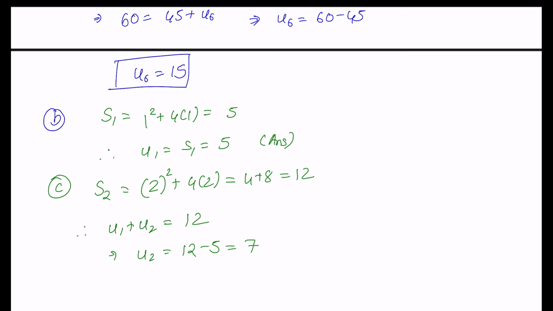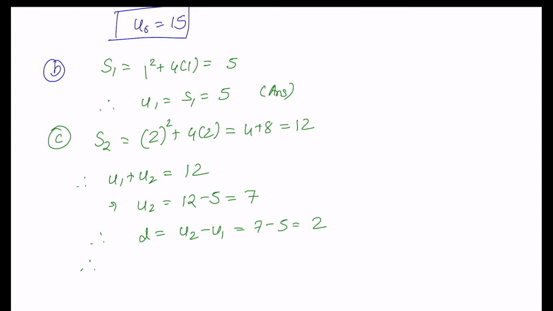Now the common difference d would be u2 minus u1. If I subtract two consecutive terms of an AP series, I'll get the common difference. So 7 minus 5 gives me 2. So I have the d here. Now un will be u1 plus n minus 1 times d. So u1 is 5, n minus 1, and d is 2. If I simplify it a little bit, we'll get 3 plus 2n. So this is the answer to part C, 3 plus 2n.